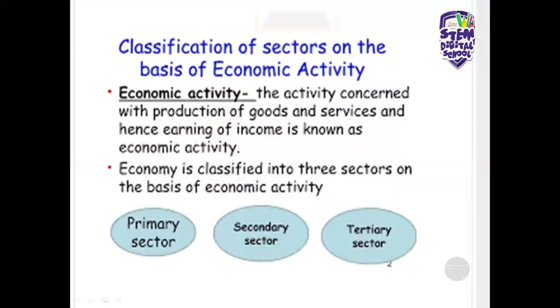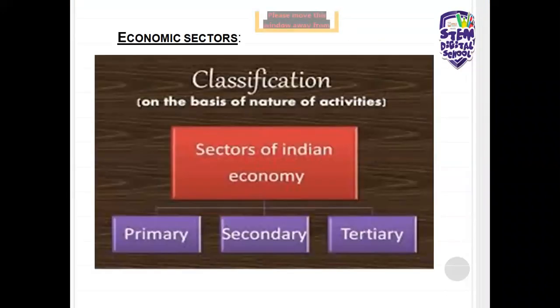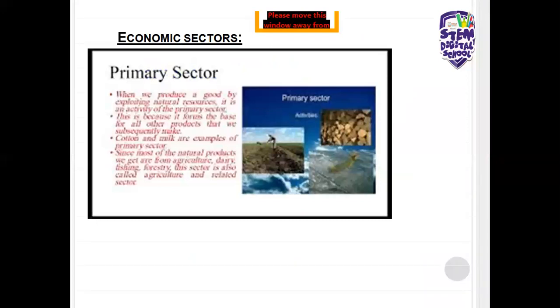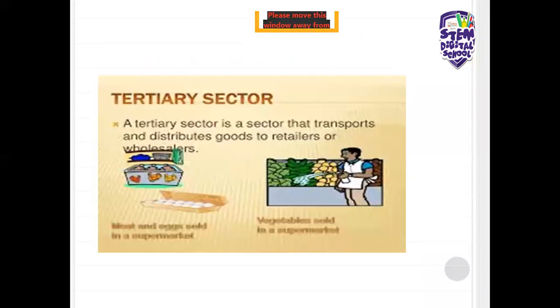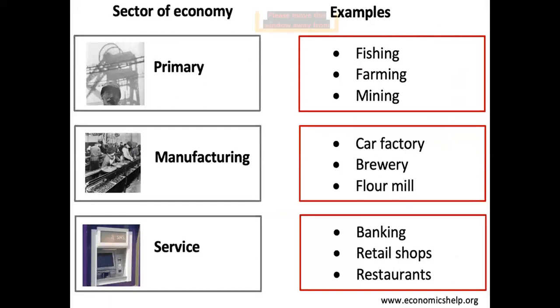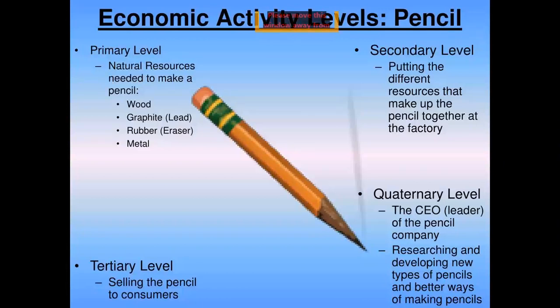Right, so remember, we have done the classification of the three sectors, the primary, secondary, and tertiary sector. That was just our overall definition of the economic sectors. And then we have taken each of these sectors with a short description and examples of each one. Especially remember this example, people, this is a good one to remember. And then we have looked at more examples of the three sectors. And then we have looked at the pencil one as well.